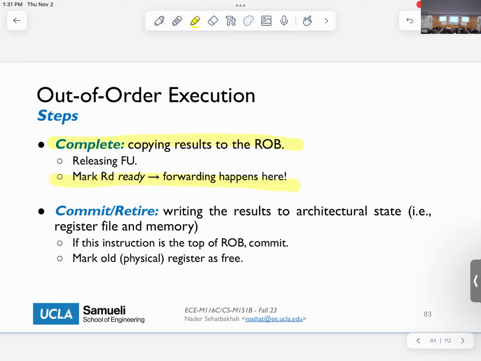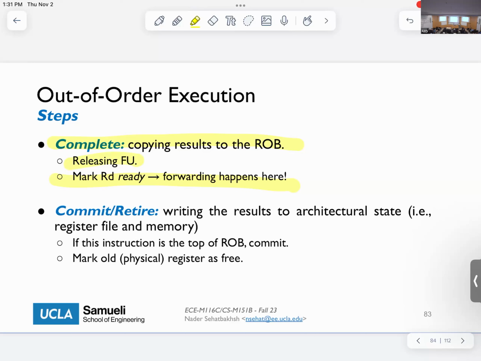We update the ROB, and the ROB lets the RS, the reservation stations, know that the data has been updated. So if a source register is dependent on that RD, now the source register is ready. So we're going to go back to the reservation station and update the existing instructions, okay? This is basically equivalent to what we had for forwarding, okay? And of course, we need to release the FUs.